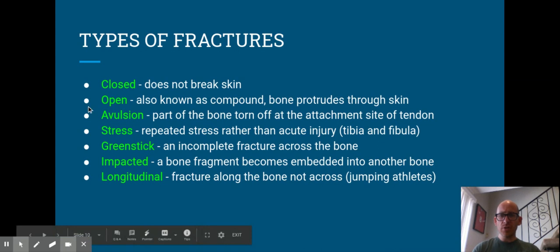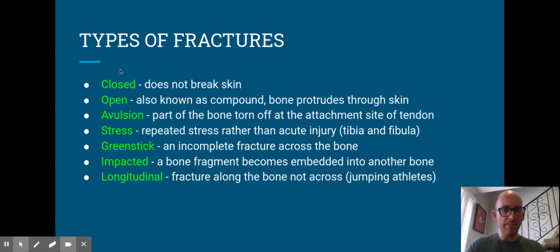The first two are contrasting, so closed versus open. Closed means a break that stays inside of the body. Okay, so the bone does not penetrate, no skin is broken. On the opposite side of that, we have an open fracture, where the bone has broken and then come through the skin, also known as a compound fracture.